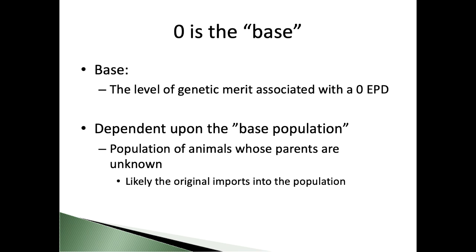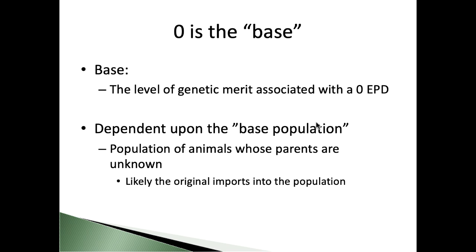And typically, in many of our associations, that population of animals are the animals where we don't know anything about their parents. So if we think about that from the context of the Alpaca Owners Association, it's likely the animals that were the original imports into the population, or other animals where we don't know anything about their parentage. So that is the base population for AOA. The animals that do not have any parentage information.